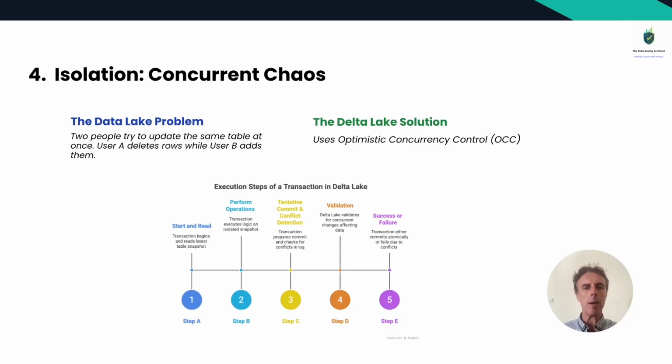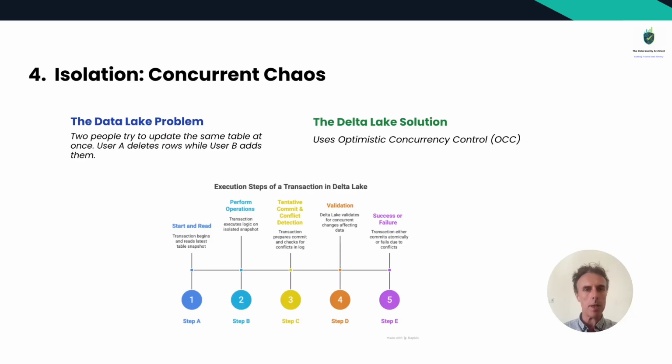Two people are trying to update the same table at once. User A deletes some rows while user B adds them. In a normal file system, they might overwrite each other's files, potentially losing data. Now, the Delta Lake solution uses optimistic concurrency control, or OCC. It assumes that conflicts are rare, and it validates changes at commit time. If a conflict has occurred, one user is asked to retry, ensuring serializable isolation.